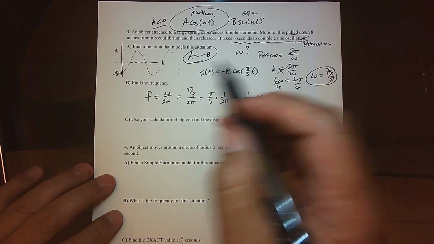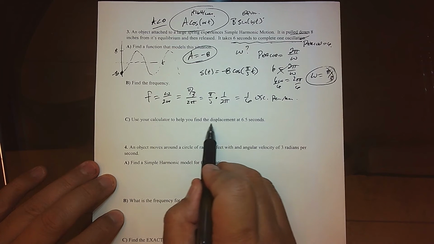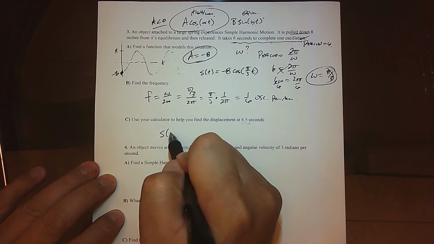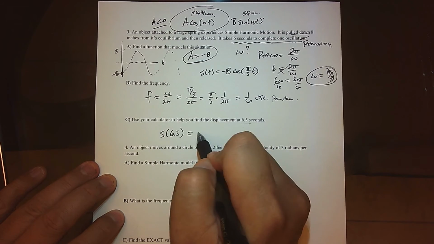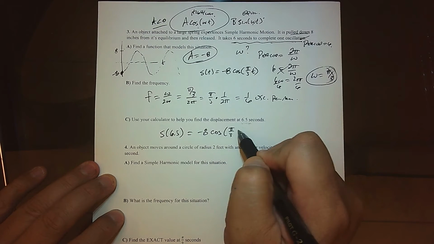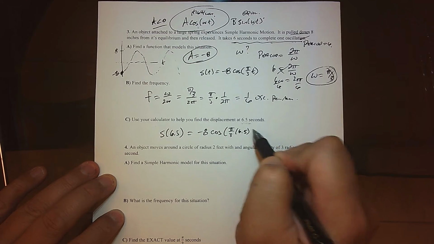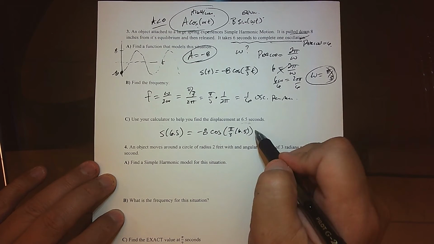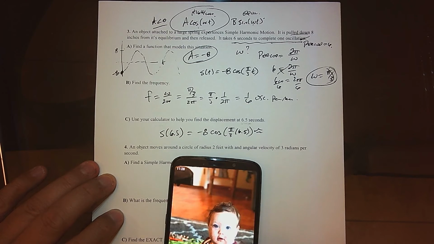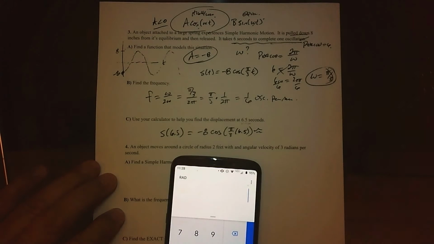And then last but not least, we want to use a calculator to help us find the displacement at 6.5. So we're basically finding S of 6.5. This is -8 times the cosine of pi over 3 times 6.5. So that's probably how I would enter it on my calculator. And again, I don't have my 84 with me, so hopefully this will work out real nice.